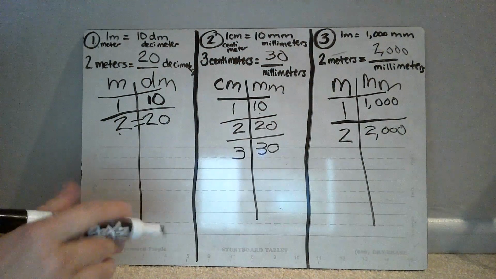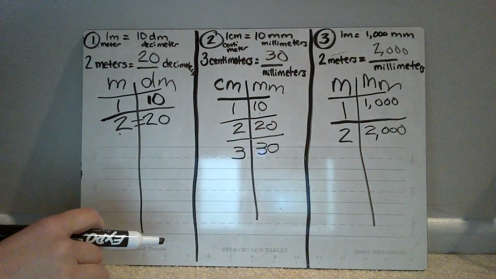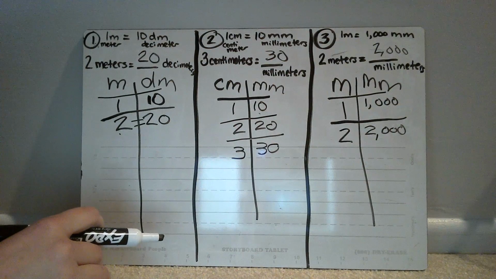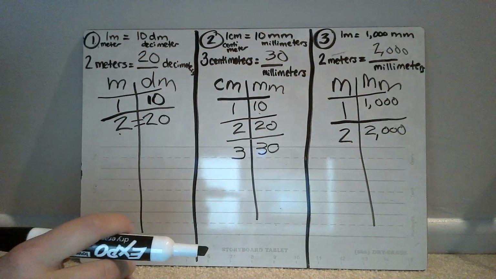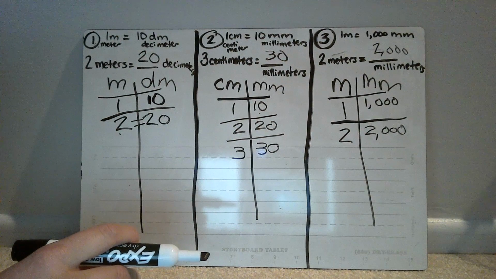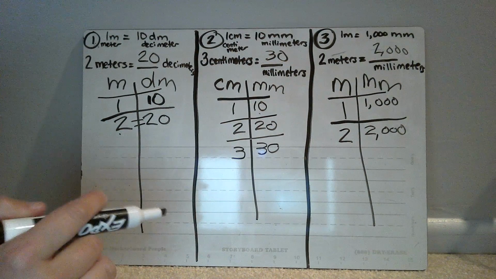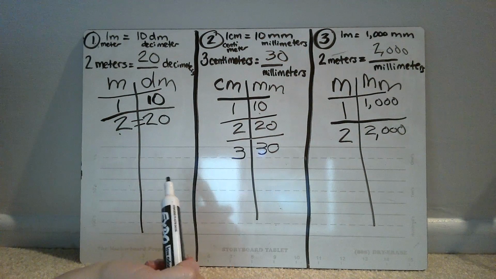So again, this is very similar to using the customary units because all you're doing is finding the relationship, which is given to you on your conversion chart, and then figuring out how that applies to greater numbers as you go down your T-chart.